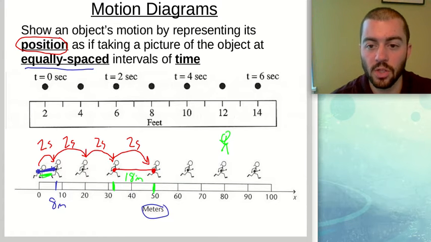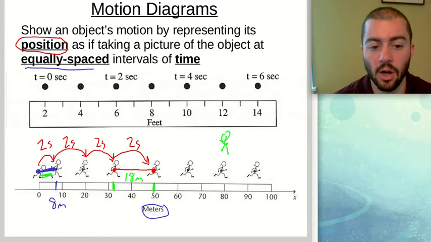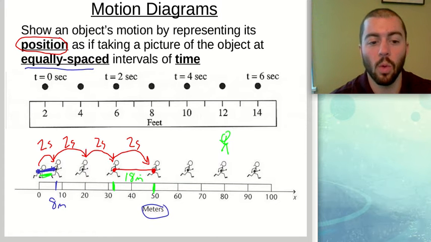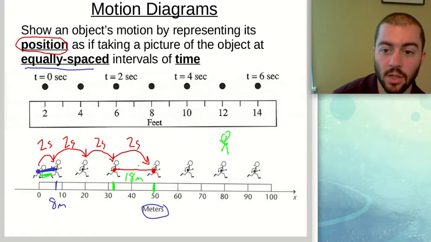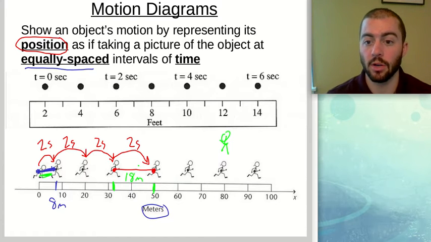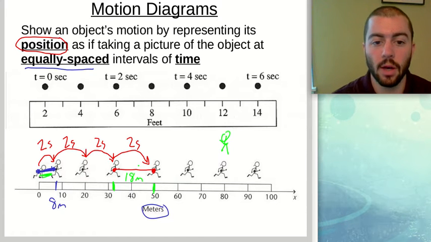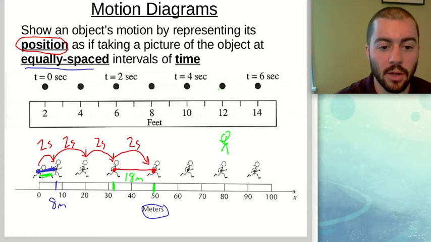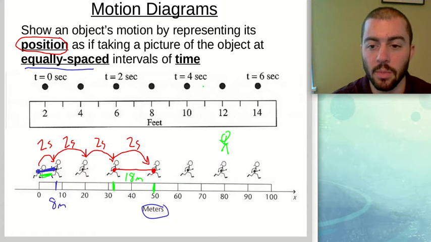So the further spaced apart the pictures are of the object or of the person, the greater the velocity was. And we can tell that because in the same amount of time they covered a greater distance, and that's the definition of a higher speed or higher velocity, right? So the more spaced out the pictures are, the greater the velocity. That's a very important concept to know for these motion diagrams.